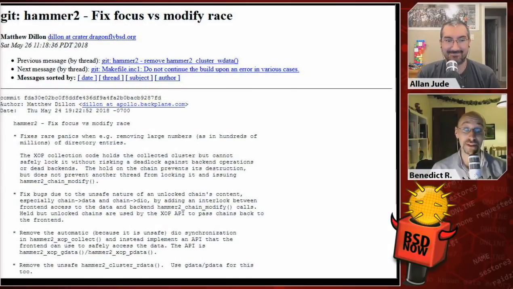So, time for the Beastie Bits this week. 500 million tries for a Hammer 2 bug. Sounds interesting. Yeah, an interesting race condition they found on the focus versus modify in Hammer 2.